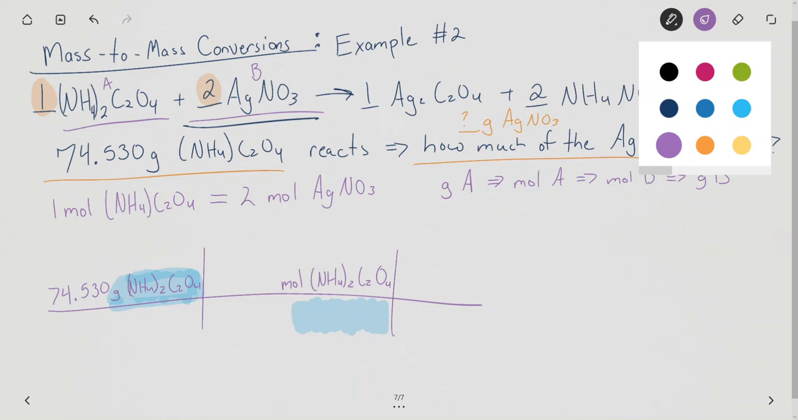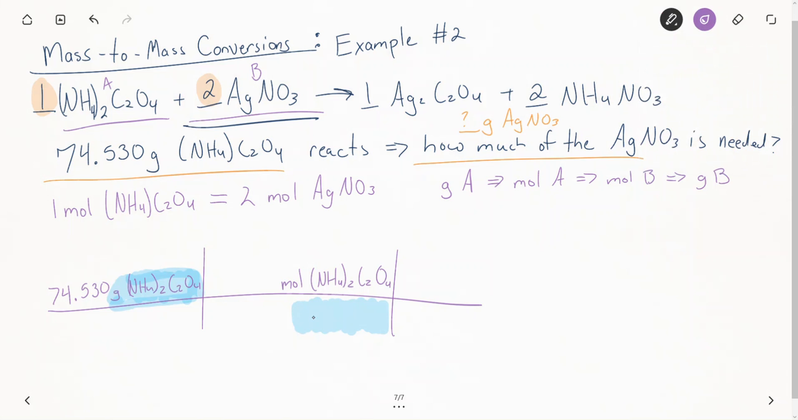Oop, let me pick my purple pen again. And we're going to put grams of the ammonium oxalate right down here. 1 mole goes on top. And for the number of grams here, when I have grams and moles or moles and grams, either way, I need to find that value from our periodic table here. So I'm going to try and do that relatively quickly.